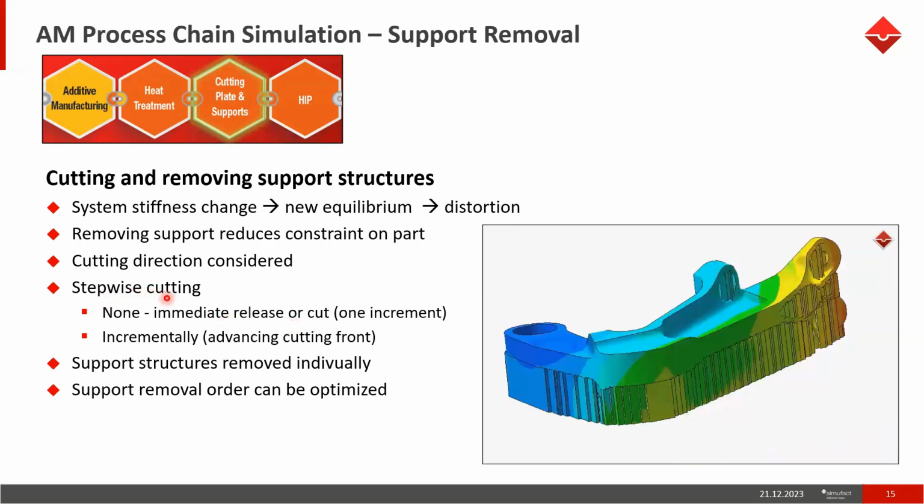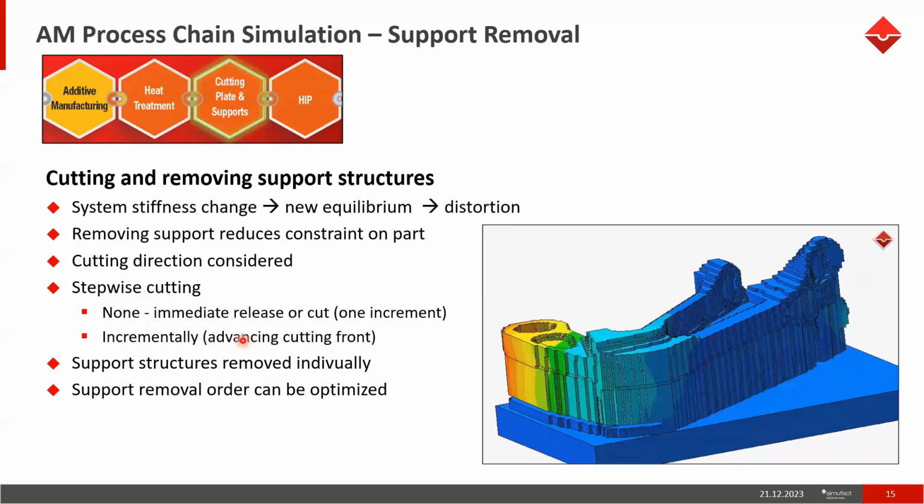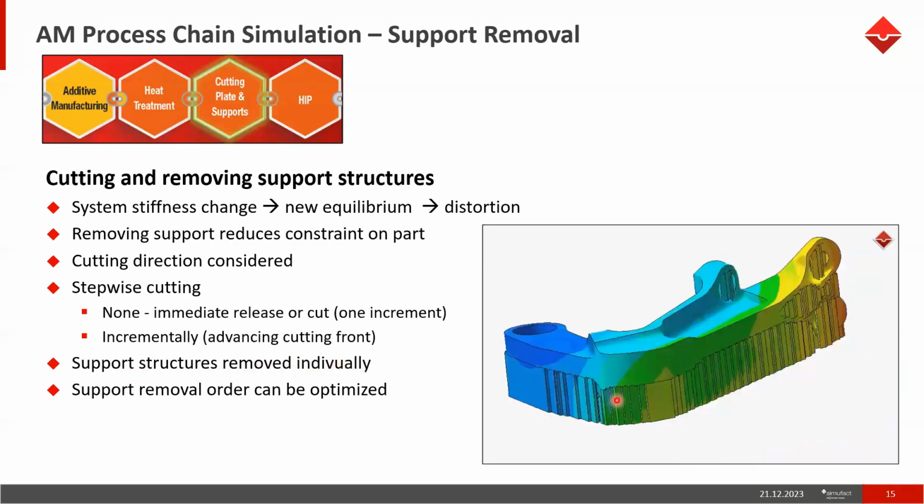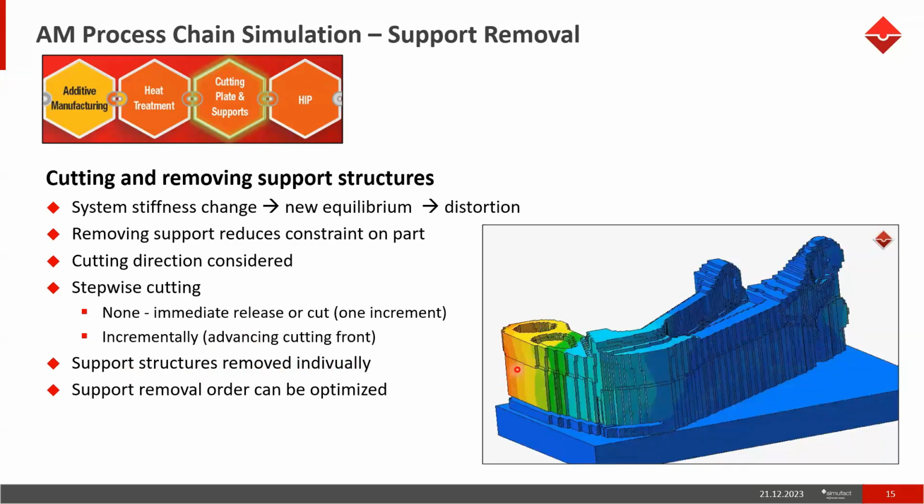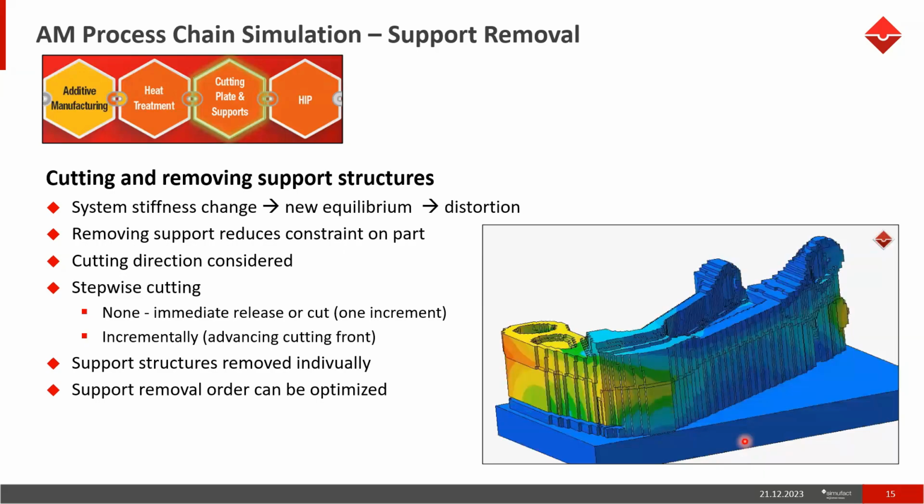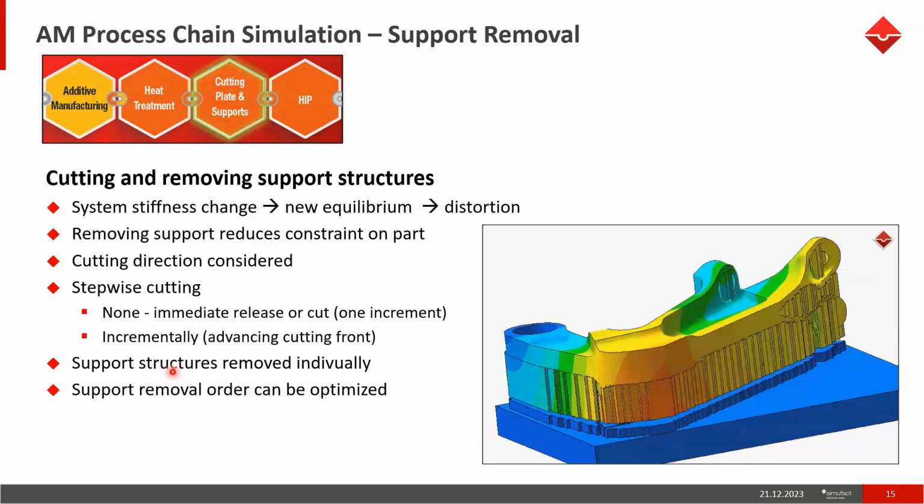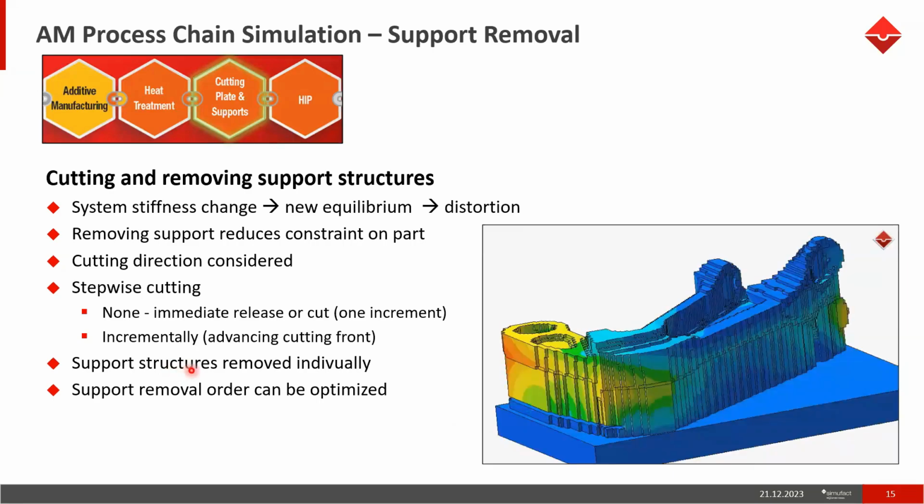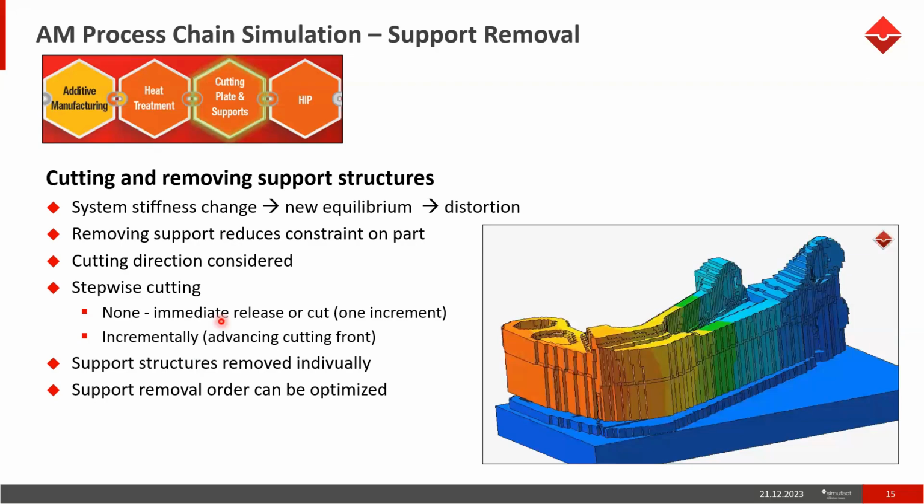So stepwise cutting is available, like incremental, then support structure removal, individual removal. For example, at a particular region, you want to remove support structure in the beginning. Then after that, you want to remove in a subsequent region. So that kind of thing, we can define it in the software individually. That kind of flexibility is given for the support structure removal actually.